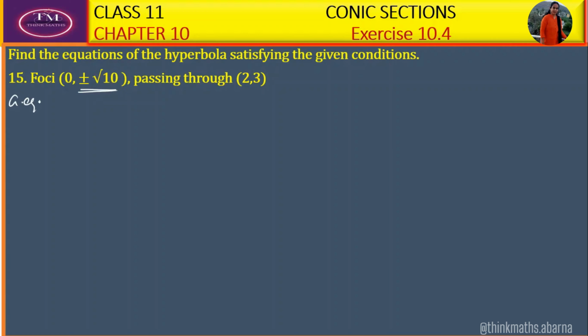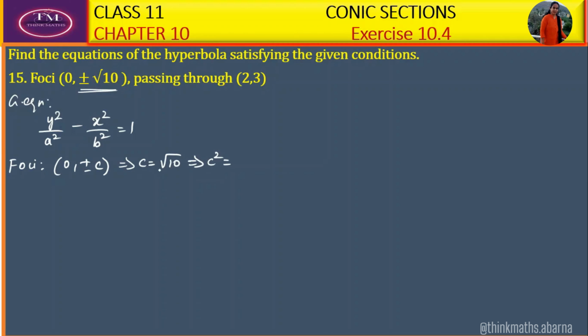If it is so, the general equation will be y square by a square minus x square by b square equal to 1. So for this, foci will be 0, comma plus or minus c. So comparing, c will be equal to root 10. So c square, if you square the square root and power 2 gets cancelled. So c square equal to 10.